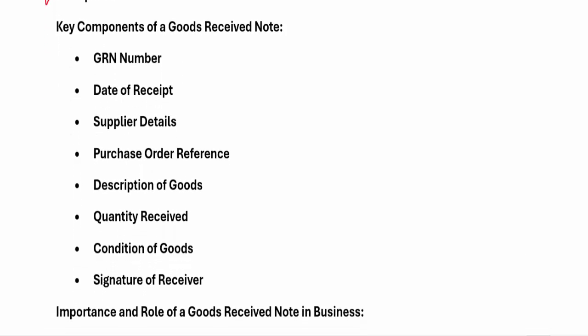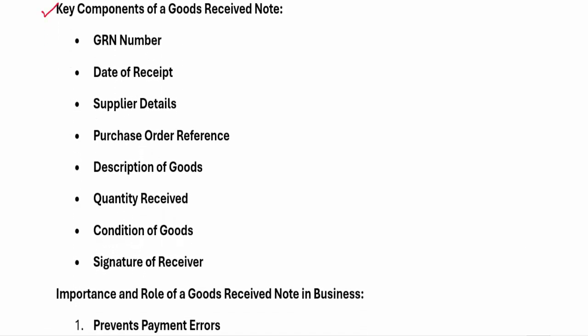Key components of a goods received note. A GRN typically includes detailed information to ensure clarity and accuracy. Key elements in a GRN: GRN number, a unique reference number that helps track the GRN in company records.